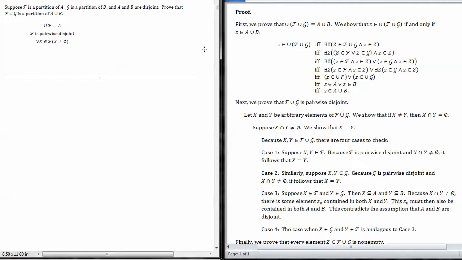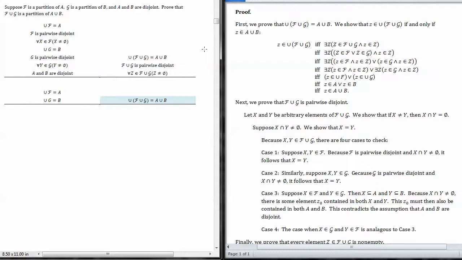All right, so what I've put there so far is what it means for F to be a partition of A. So its union is A, it's pairwise disjoint, and every element of F is a non-empty subset. Same thing for G being a partition of B. And then we're assuming A and B are disjoint, and our goal is to prove that F union G is a partition of A union B. So we have a lot of things to work with. We have 3 separate goals. Let's take them one at a time.